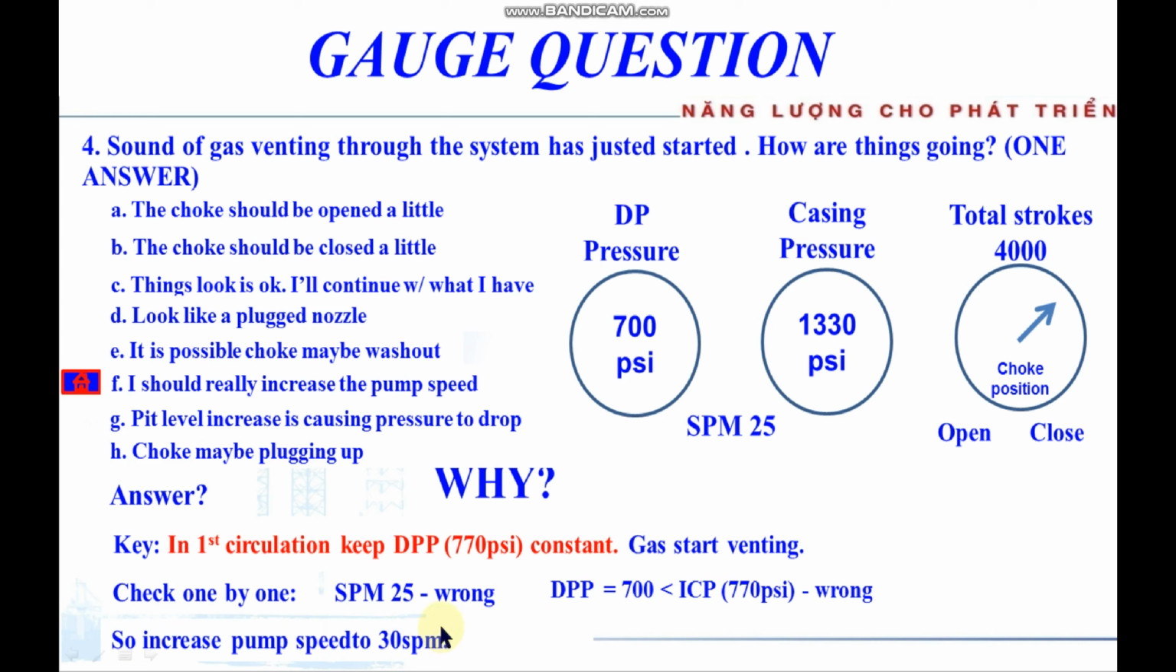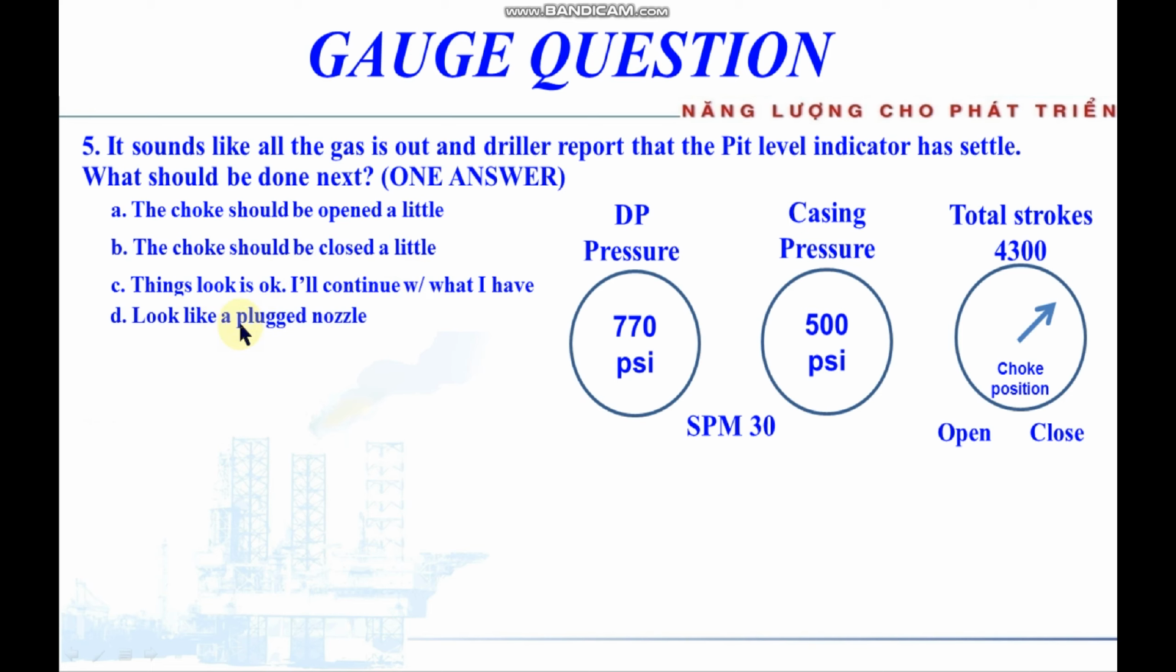What should be done next? One answer. Drill pipe pressure 770, casing pressure 500 PSI, SPM 30, total choke 4300. A. The choke should be opened a little. B. The choke should be closed a little. C. Things look okay, I'm continuing with what I have. D. Looks like a plugged nozzle. E. If possible, the choke may be washed out. F. I should really increase the pump speed.